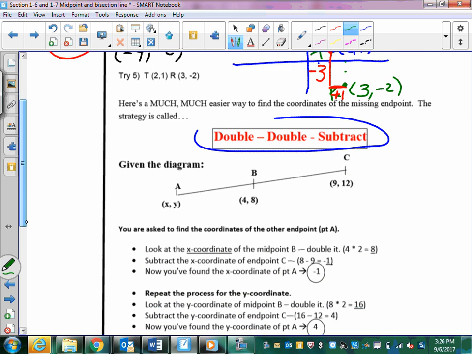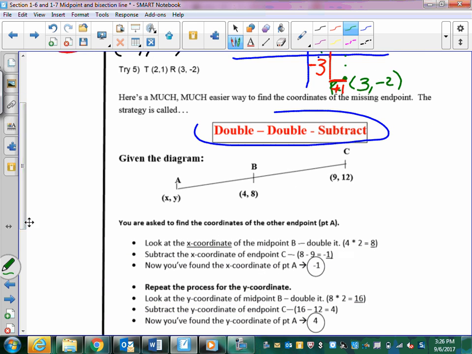I know my time is getting short, so I'm going to do one more example, and then we will do it in class. Here's a much easier way for those of you who cannot see what I just did. It's called double subtract. What you double is the midpoint. Double the midpoint, and then you subtract the endpoint.